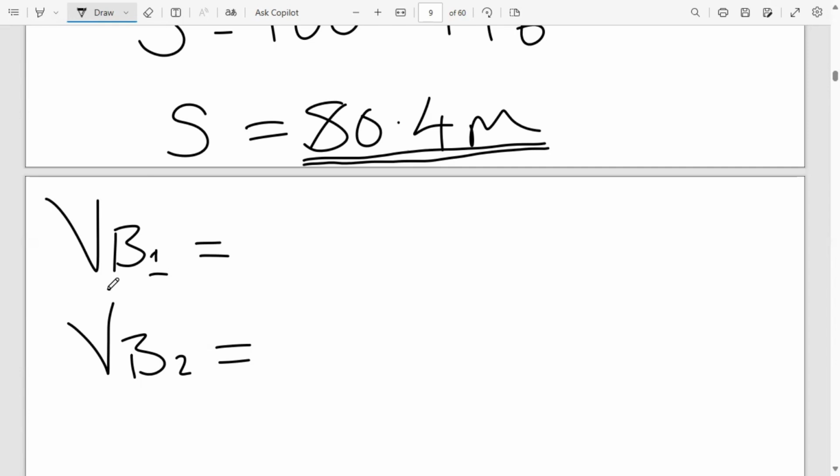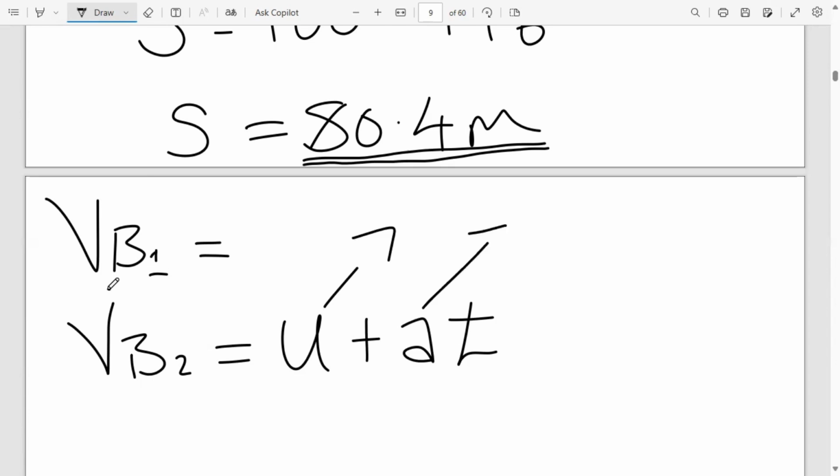Can I use the first equation for this one, which is V equals U plus AT? This one should work right here, right? Because we have the initial velocity, we have the acceleration, and we have the time.